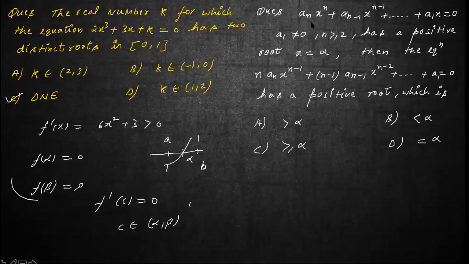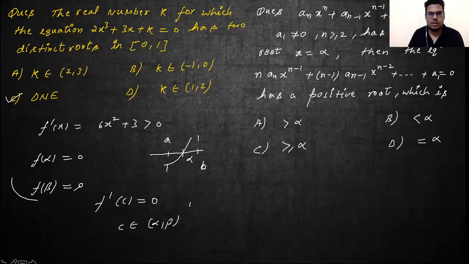So the next question is: a_n x^n + a_(n-1) x^(n-1) and so on, plus a_1 x equals 0, a_1 is not equal to 0, and n is greater than or equal to 2. This equation has a positive root x equals alpha. Then it is given that the equation n a_n x^(n-1) and so on, plus a_1 equals 0 has a positive root. We have to tell the relation between that root and alpha.